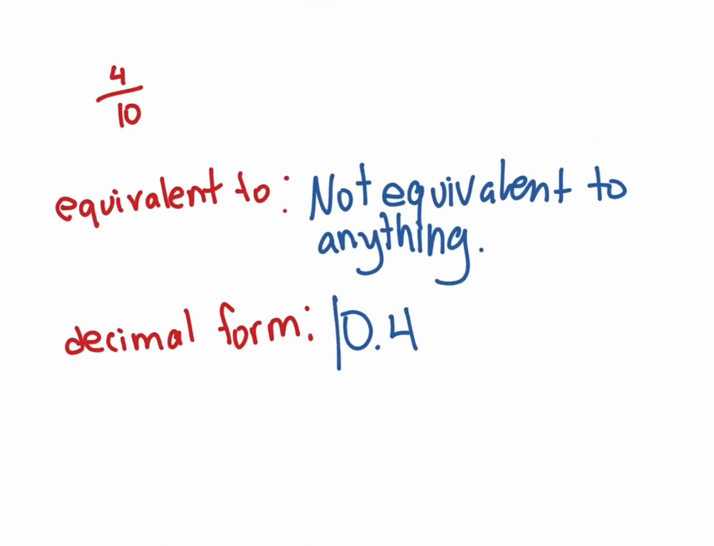Just like how right here, it's 0.4, and you could add on a free 0, which would make this 40 hundredths.